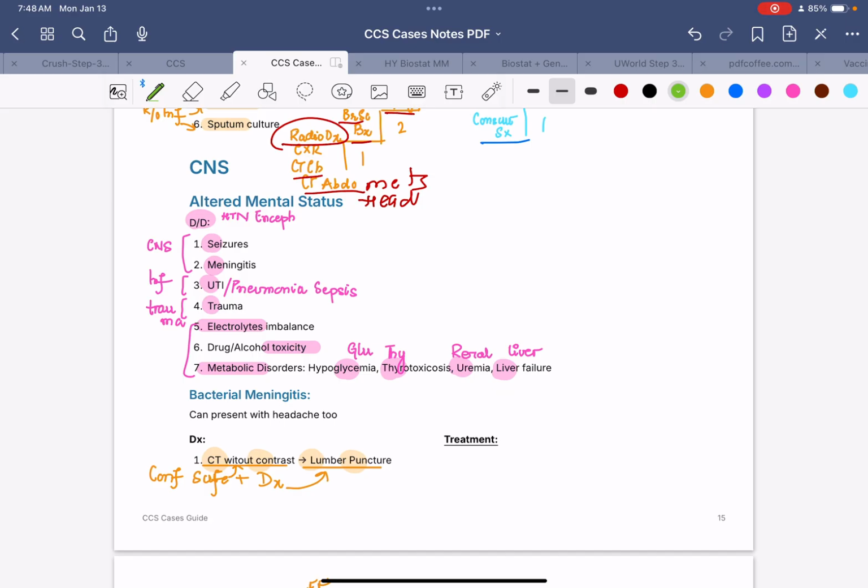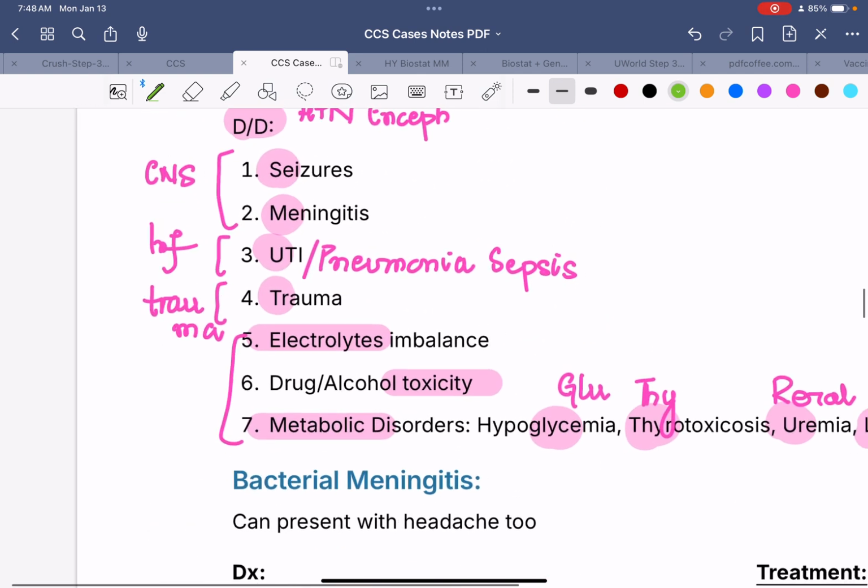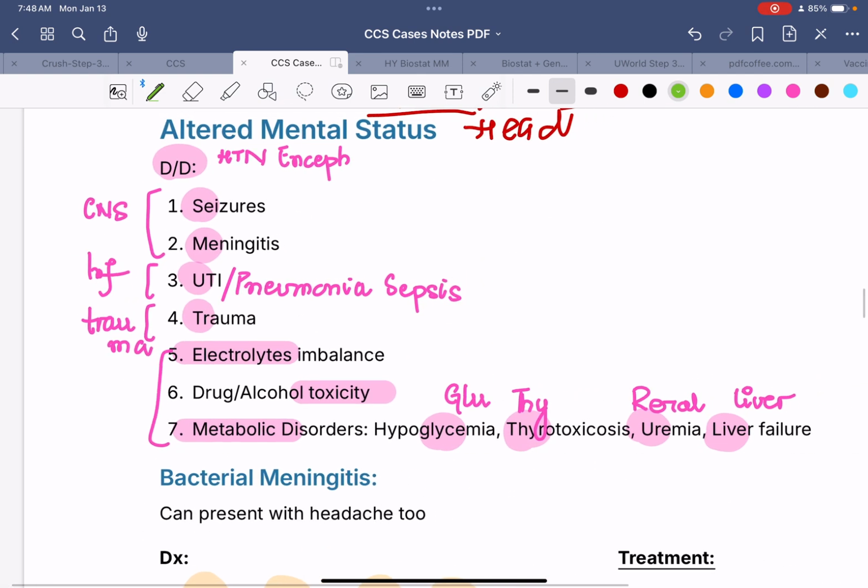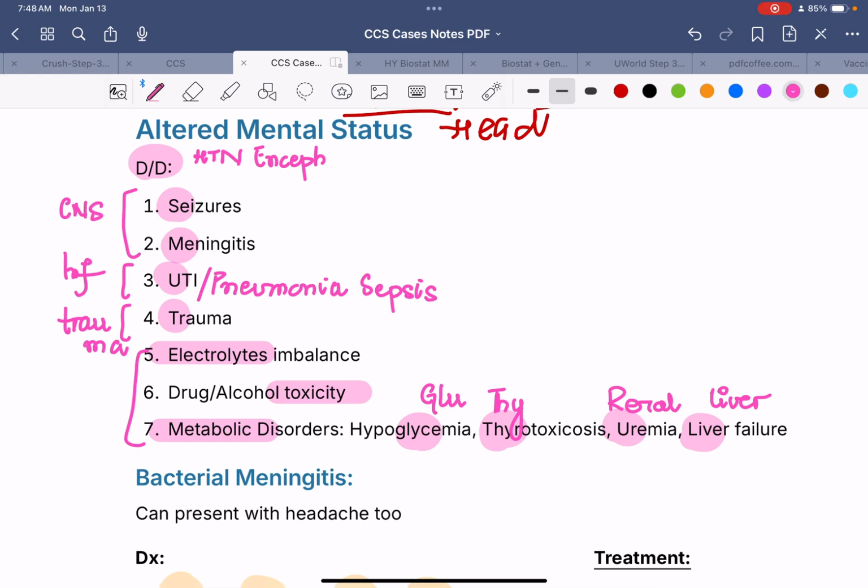So let's begin. CNS. The differential diagnosis for altered mental status includes, so we can divide this differential diagnosis into CNS causes, infection or trauma causes, or toxicity causes. So first of all, the CNS causes. What's the first thing that comes to your mind when you think of altered mental status? So it can be due to seizures or it can be due to meningitis.